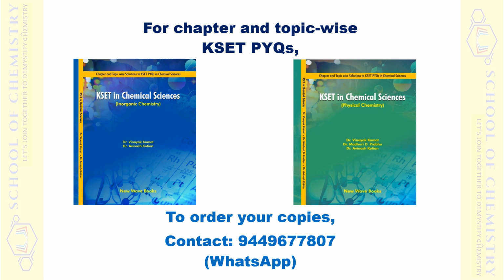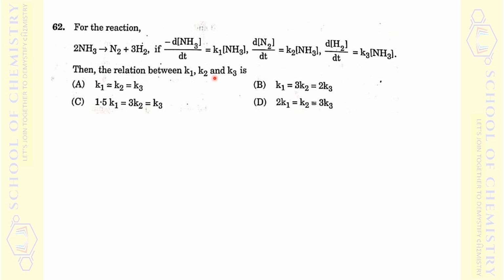Coming to the question now. The question says 2NH3 gives N2 plus 3H2. So simply it is the decomposition of ammonia, and for this reaction they have given that minus d[NH3]/dt, that is, the rate with respect to NH3, is equal to K1 into [NH3]. Similarly, the rate of the reaction with respect to nitrogen, they have given, is K2 into the concentration of NH3. Similarly, the rate of the reaction with respect to hydrogen, they have mentioned, is K3 into [NH3].